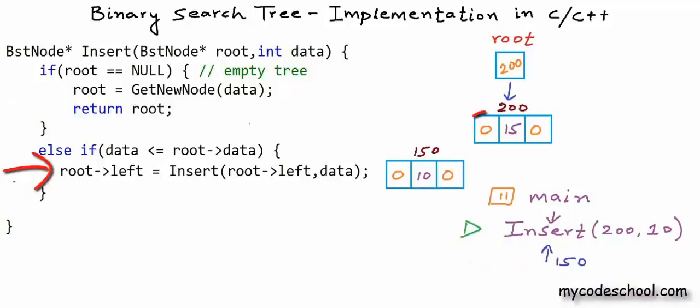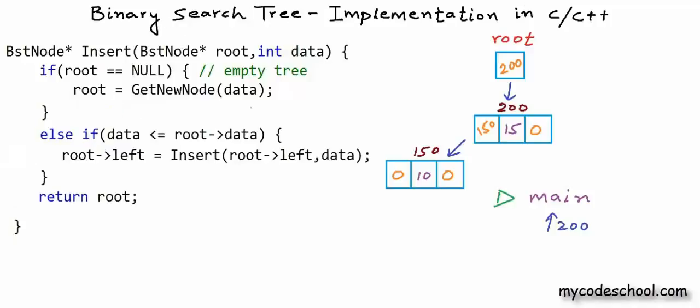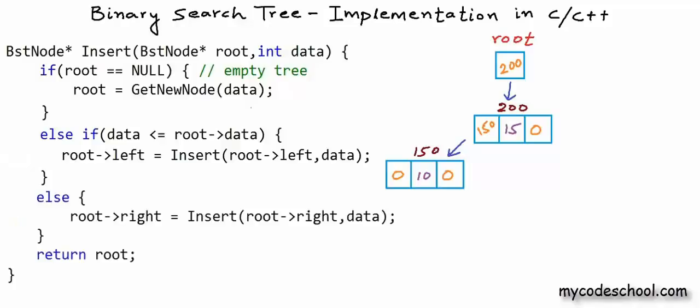Now this particular address will be set as 150, so we will build this link. And now this insert call can finish. It can return back the current root. Actually this return root should be there for all cases, so I'm taking it out and I have it after all these conditions. Of course, we will have one more else here. If the data is greater, we need to go insert in right subtree.